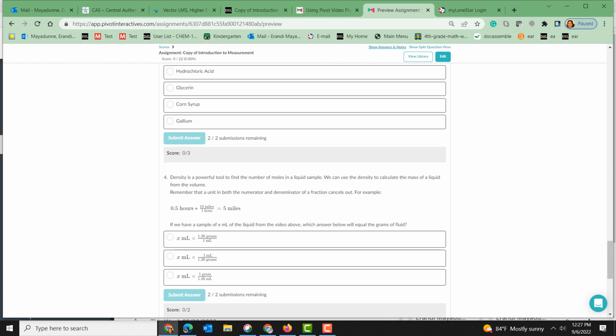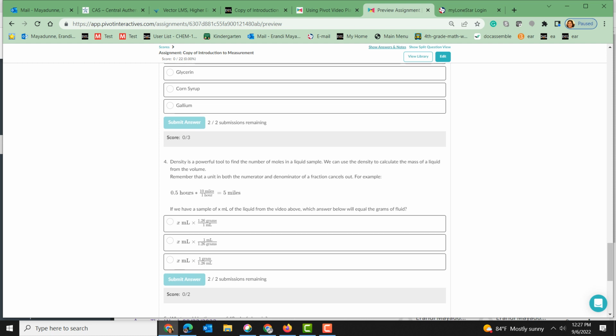The same principle applies here. If you have a sample in milliliters of the liquid from the video above, which one would be equal to the grams? In order to get the grams, there should be milliliters in the denominator, and grams on the top. So you have to find the answer if you have a sample of X milliliters.